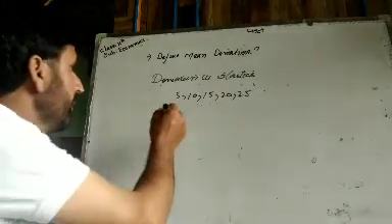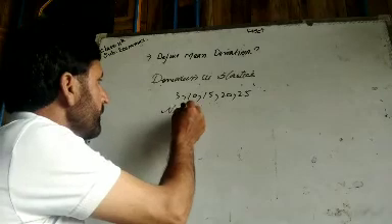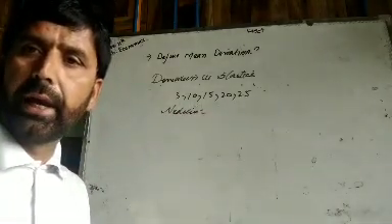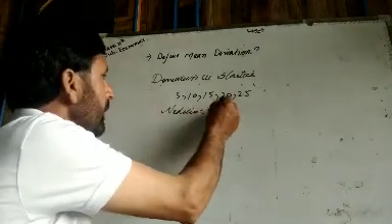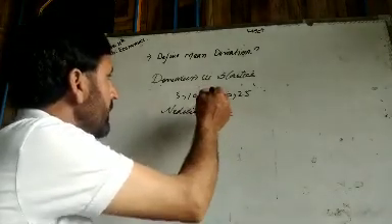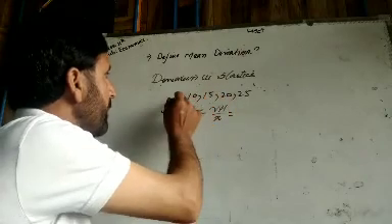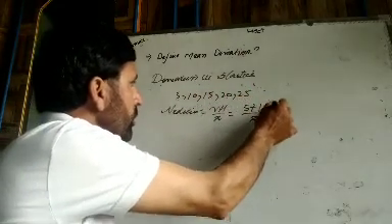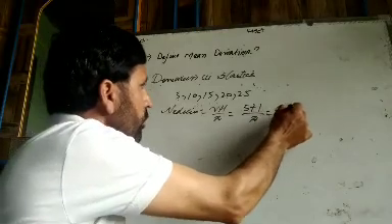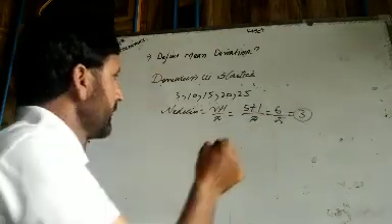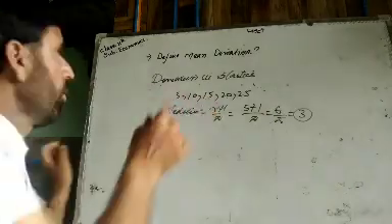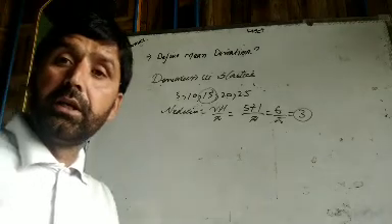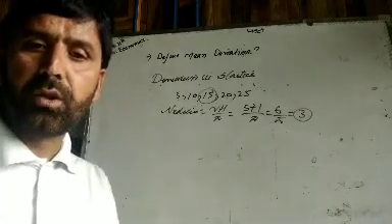Here the median can be calculated with the formula (n plus 1) upon 2. N means number of items: 1, 2, 3, 4, 5. So 5 plus 1 upon 2, that is equal to 6 upon 2, which is 3. The third item is called the median. So this is 15.